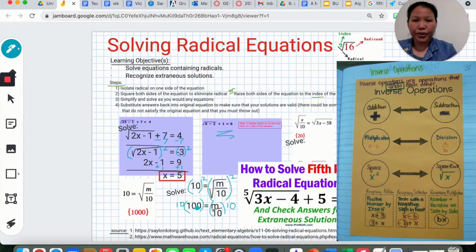10 times 100 is 1,000. And this will cancel out the 10 on the denominator here. Remember, it's like 10 over 1. And I cancel this out, or I get 10m divided by 10, which is m.